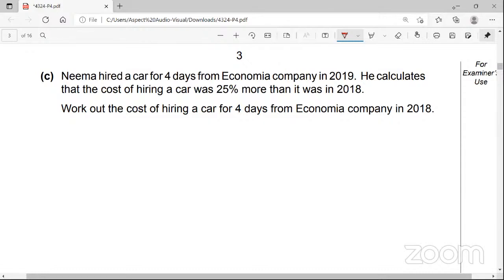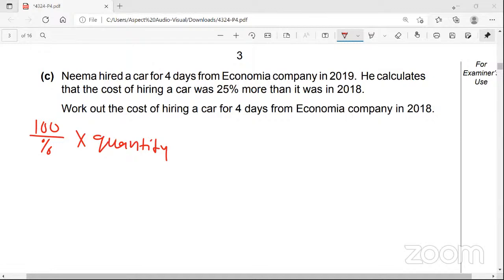Okay, so reverse percentage has a formula that is actually 100 over the percentage, multiplying the quantity. Are we together? That is actually the formula for this. So they are saying this person had a car for 4 days from Economia Company in 2019, and he calculates that the cost of hiring was 25% more than it was in 2018. It means that in 2018 it was less. Are we together? It was less in 2018.